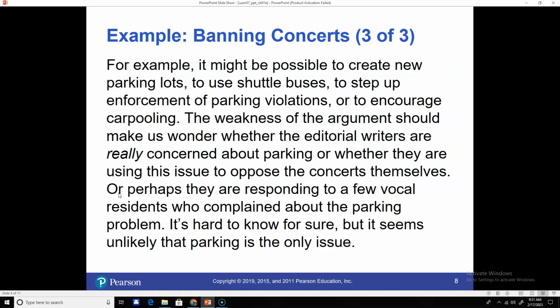So what do they say here? Perhaps they're responding to a few vocal residents who complained. Hard to know for sure, but it seems unlikely parking is the only issue. It seems like there's more layers to this onion that we should peel back, or at least be curious about. So, all right.